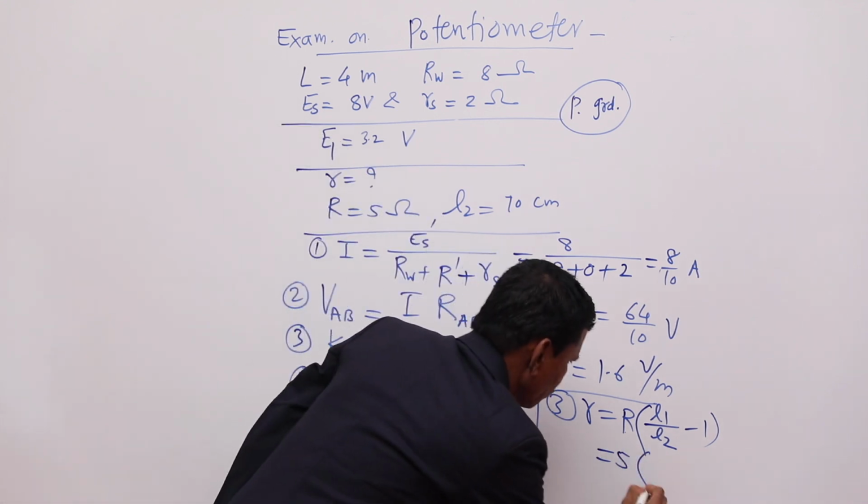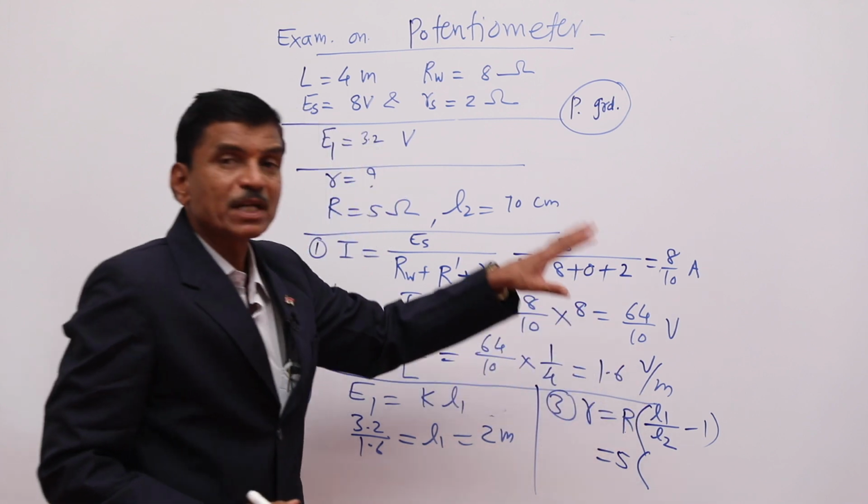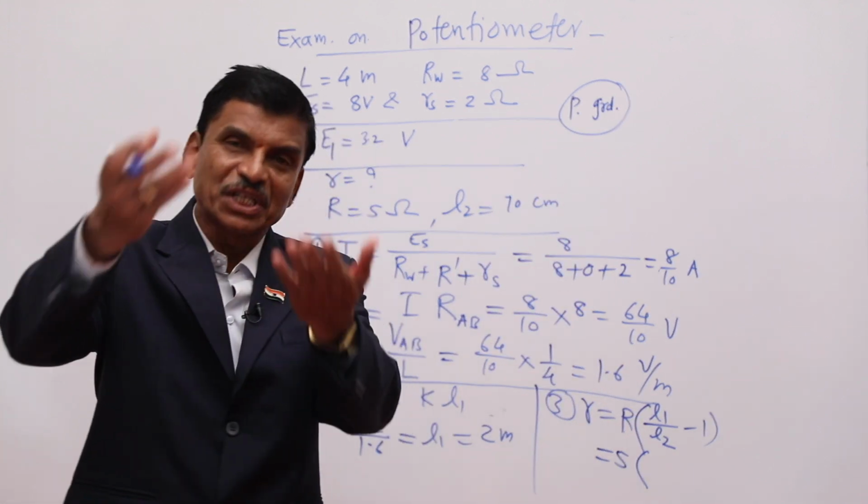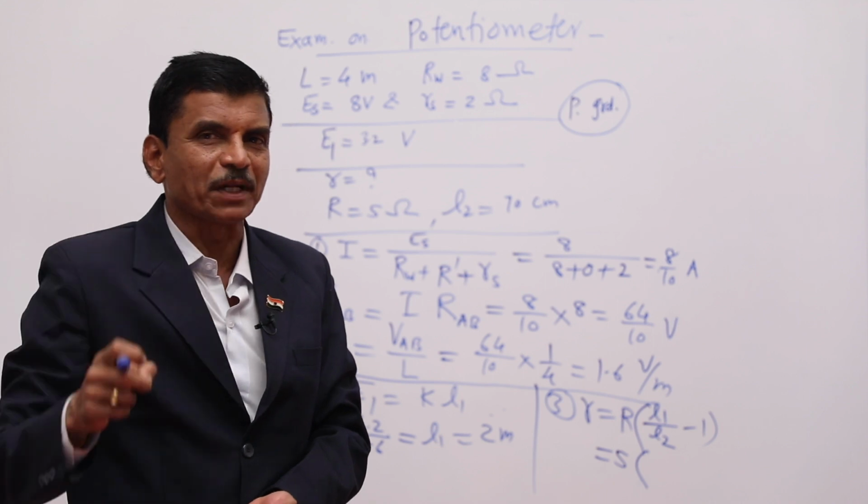So this is 5. What is the balancing length of that cell when it was not shunted? That is, the K2 key was open.